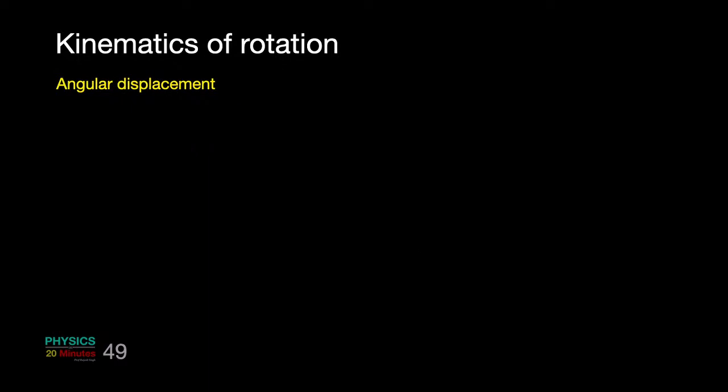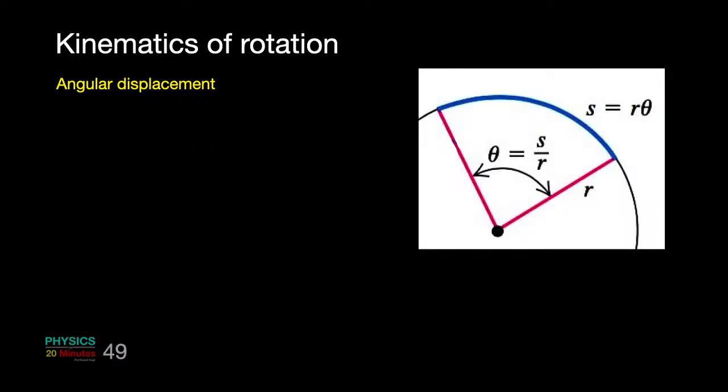Let's see the measure of angular displacement. Suppose the radius vector is here at some time and then it goes here after some time. It traces out an angle theta, and on the circle an arc is created. Arc length is s. In this case, we can define angular displacement theta as the ratio of arc length upon radius, that is s upon r.